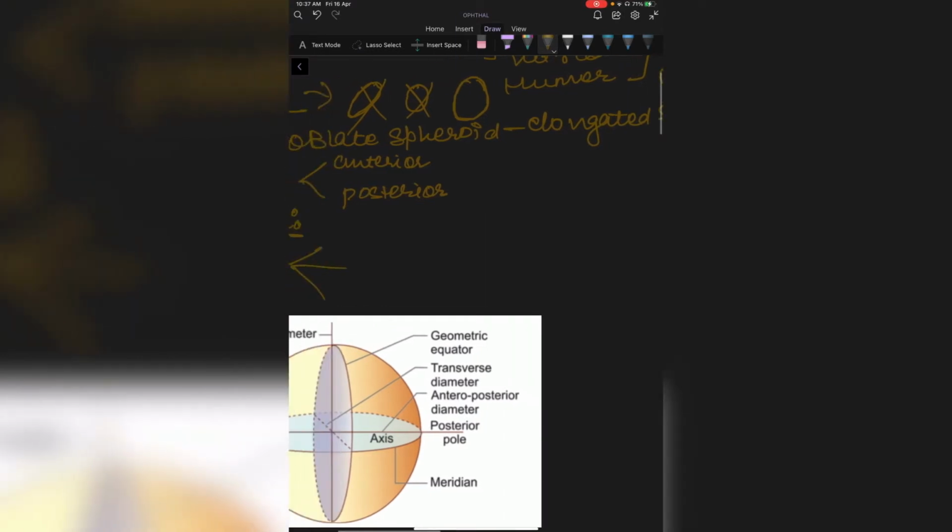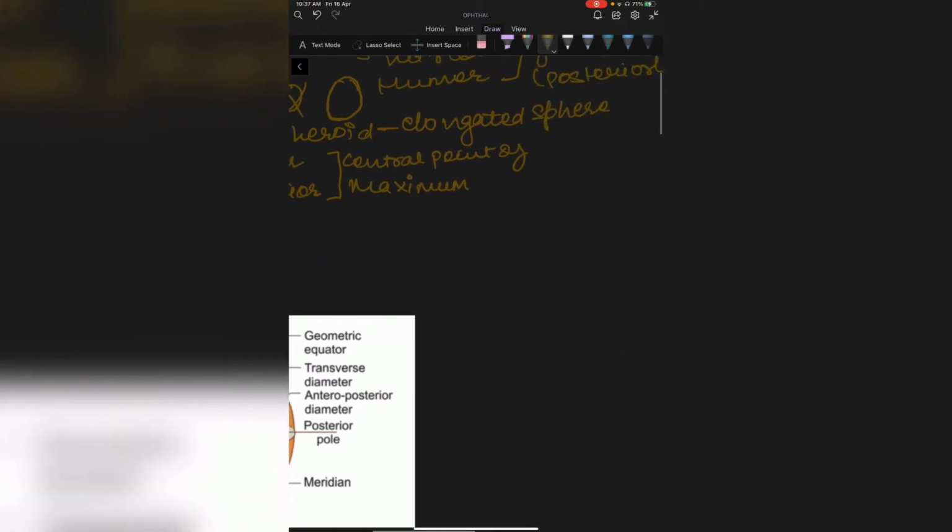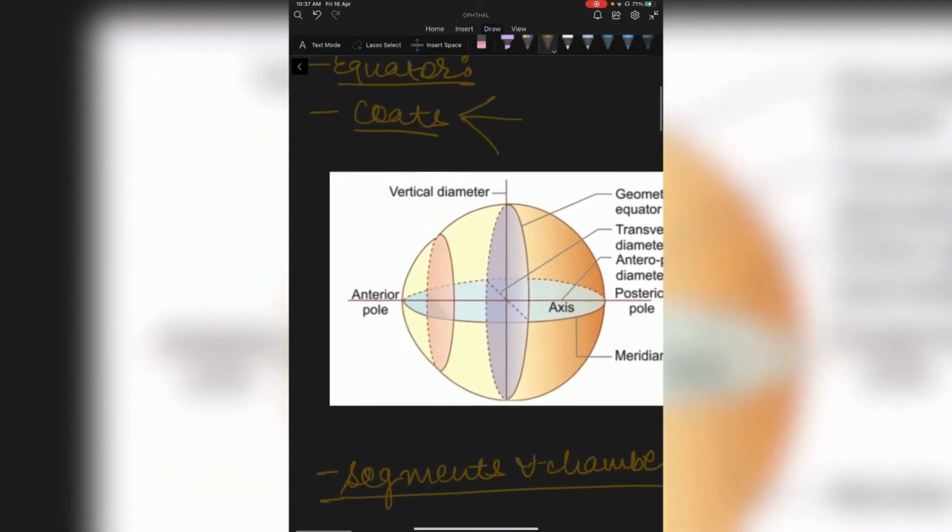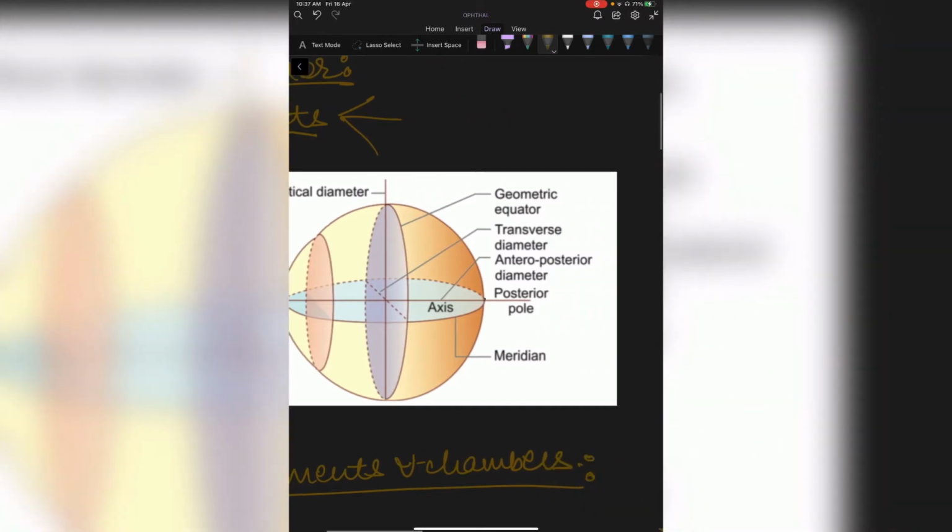Now, what is the definition of a pole before we discuss what is inside? So the central point of maximum convexities. So the central point of the maximum convexities. Now, this is your technical definition. Let us go on to this picture to understand. So they have marked this point as the anterior pole and this point as the posterior pole. But what does this mean?